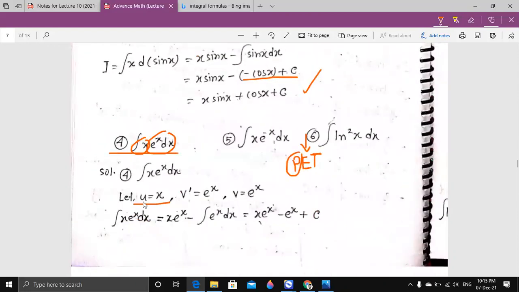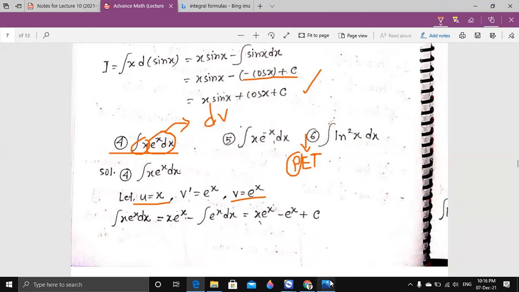So if we let x equal u, then we have to convert this e to the power x dx to something like dv. So for this reason, we have to find the integration of e to the power x. The integration of e to the power x is also e to the power x, plus c. But for now, we do not write plus c. We just write v equal to e to the power x.